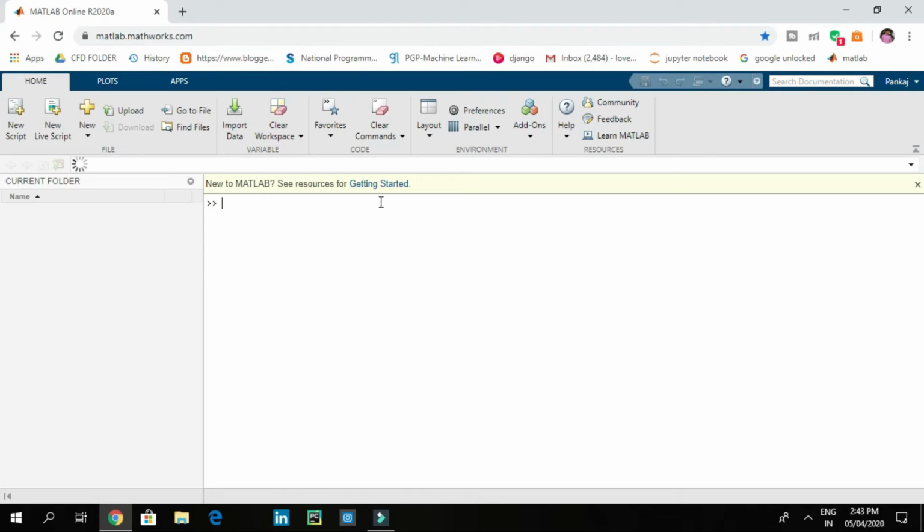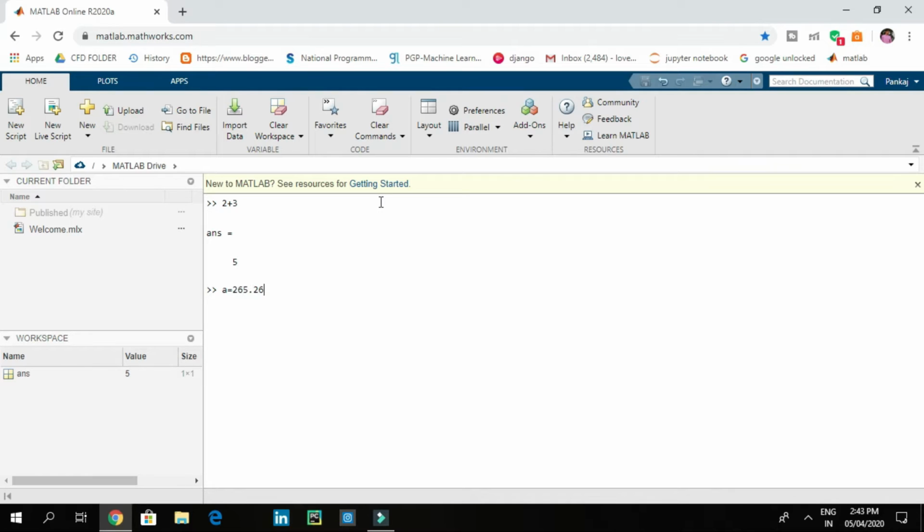Find 2 plus 3, so it gives 5. So plus symbol is used for addition. So let's try A equal to 265.26, which means that value is assigned to A. B equal to 59, then C equal to A plus B, so it gives addition of A and B.